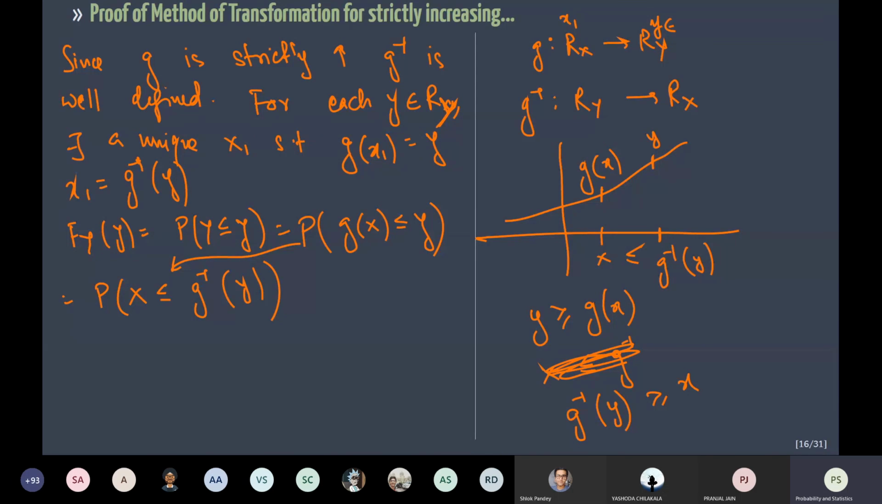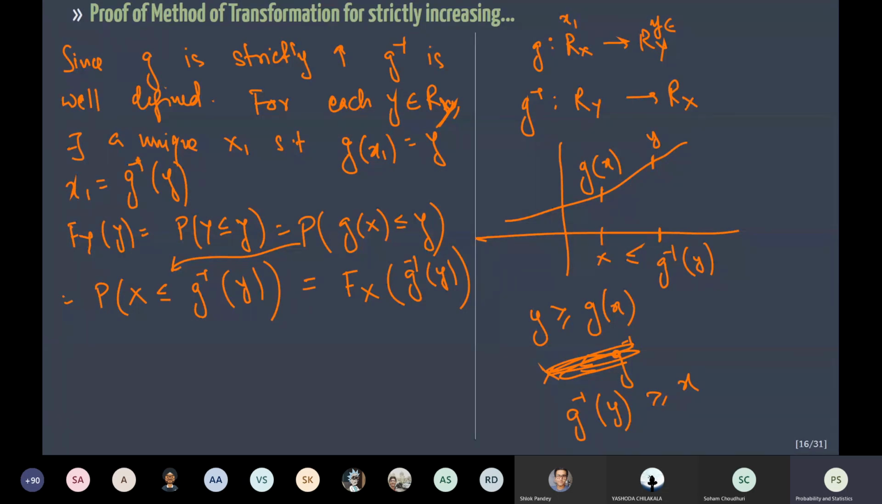Okay, so what I will do is that I will leave it up to here. So this is F_X of g inverse y. That's how the CDF is defined, right? So X less than or equal to this is the CDF at g inverse y. And we will continue from here in the next class. The next step will be to take the derivative to find the PDF. And once you take the derivative, you will get the result in the theorem.